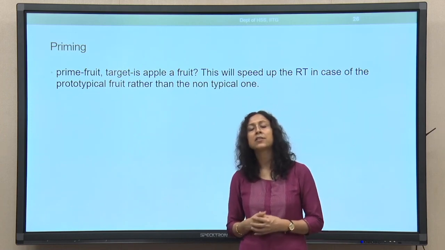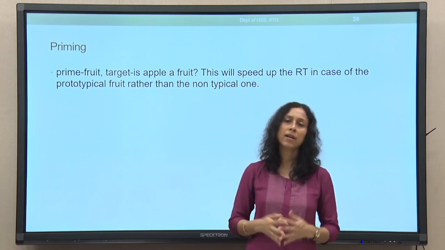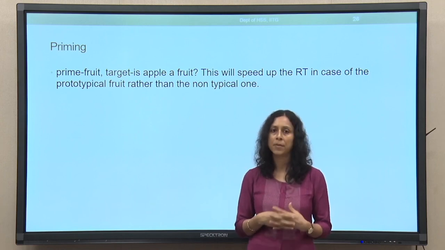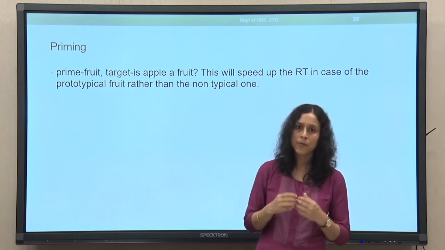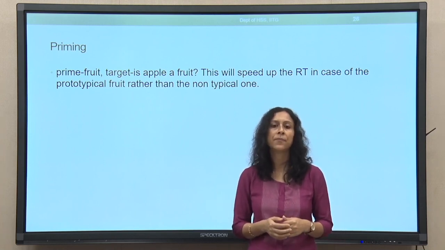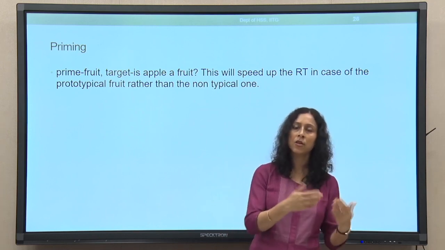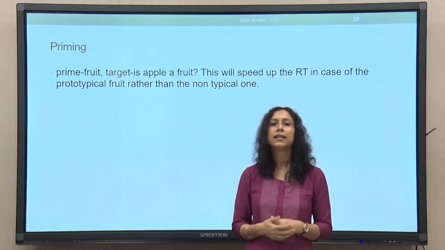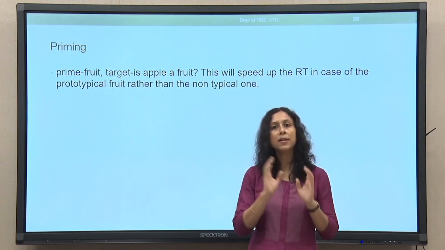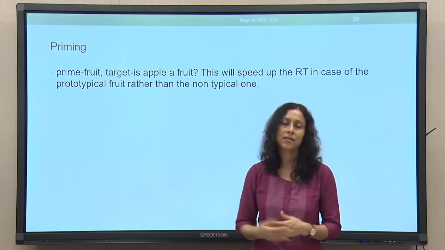Another set of experiments that she carried out was the prime-target paradigm. What the priming paradigm does is, before the actual target stimulus comes to the screen, there is a prime. The prime has the role of preparing the subject for what is coming next. So, if the prime is a fruit, the word fruit comes on your computer screen first, and then there is a sentence like, is apple a fruit? So, the word fruit is already preparing our mind to expect fruits in the next segment.